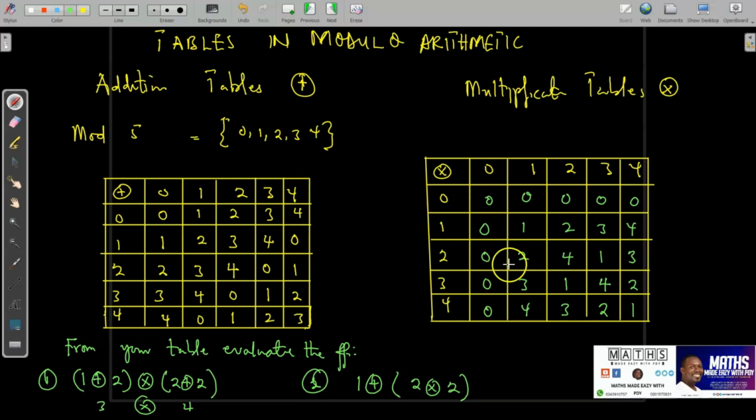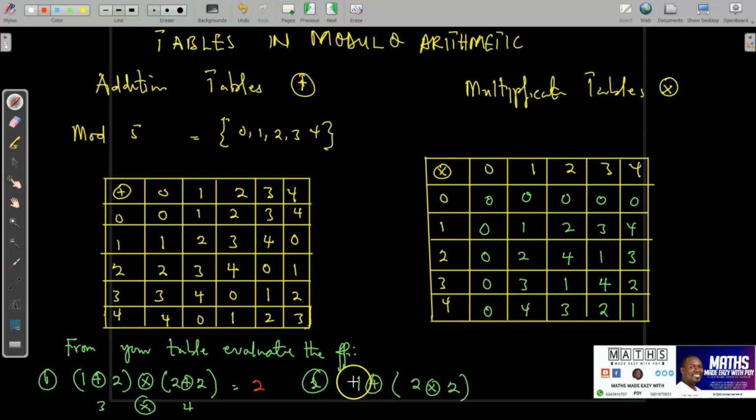So you come to the multiplication side. 3 times 4. What answer are we getting from the table when you trace? 3 times 4 gives us 2. So the answer to this question is 2. Are you okay? Should I go over it or you're okay with the way I traced it? It's simple, right? All right. So let's go to the next one.